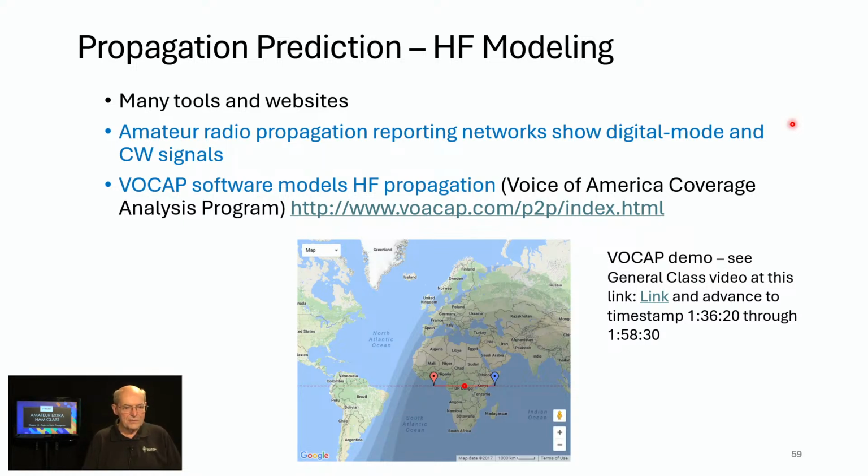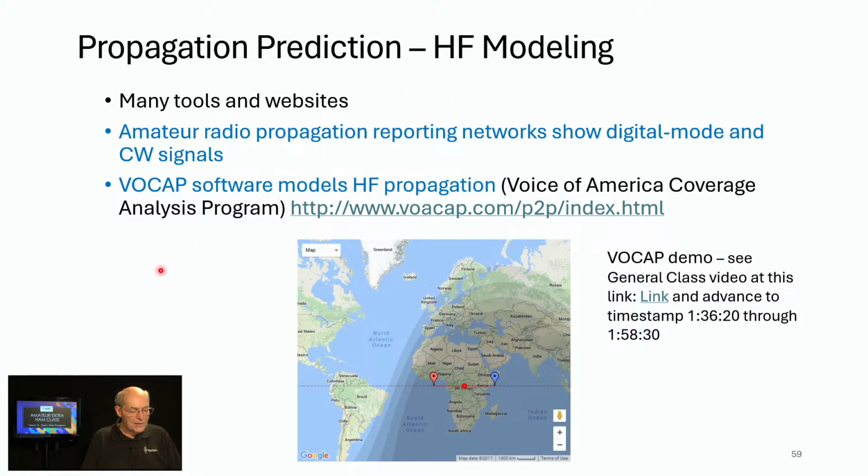WSPR does the same thing, and there's something called the reverse beacon network. But this needs to be digital or CW, because there isn't any way for these listening stations to listen to a single sideband station and decode the call sign. So not yet. Maybe with AI that might be coming. I don't know. But this is what you need to know for now.